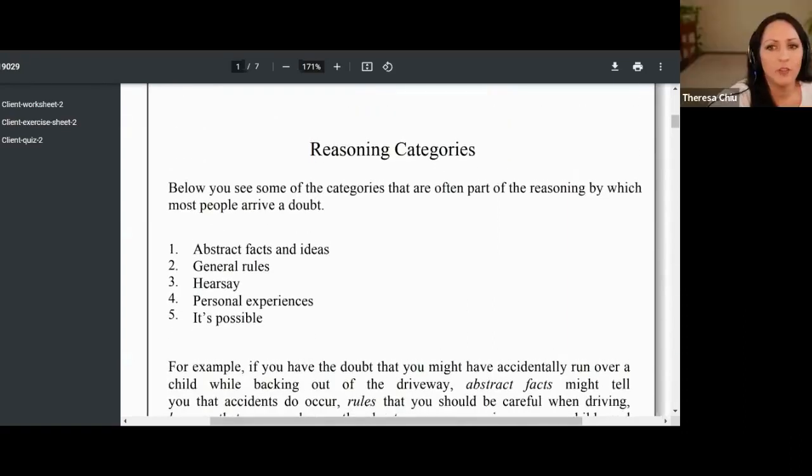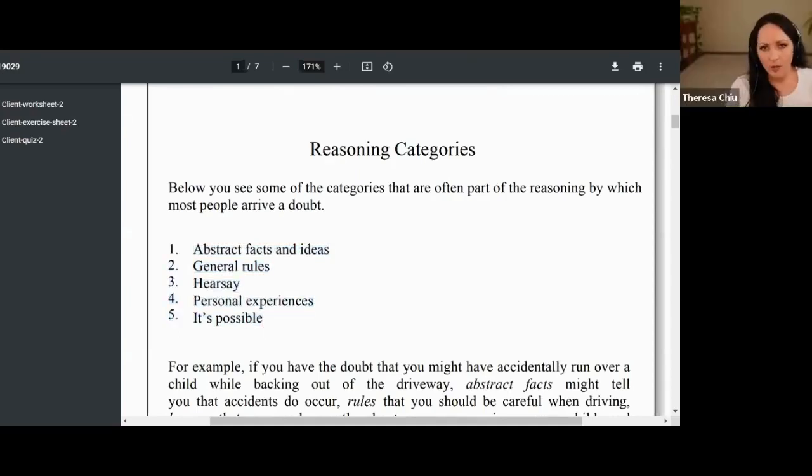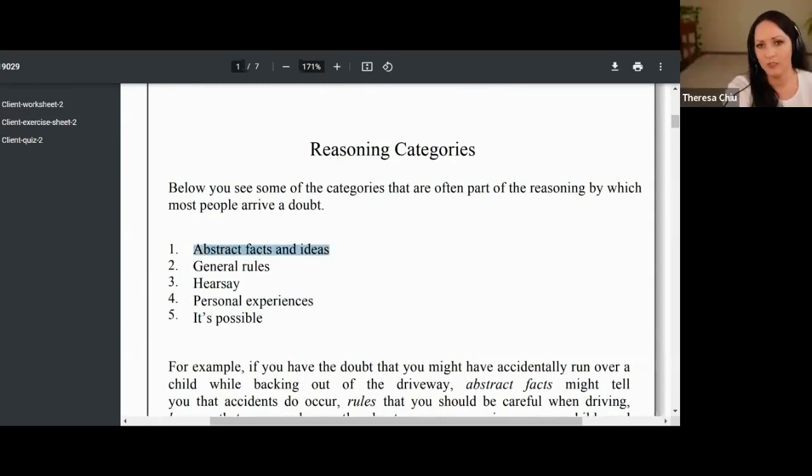So we've narrowed down some pretty common reasoning categories we see in OCD. Can you see this here where there's 1 through 5? These are pretty common reasoning categories in OCD. It's not everything though. As you can see here, the last category is "it's possible," and that's pretty broad. But we do see quite a bit of abstract facts, reasoning, general rules, which are like the shoulds, where our reasoning process is like, oh, we should do it this way. This is a rule.